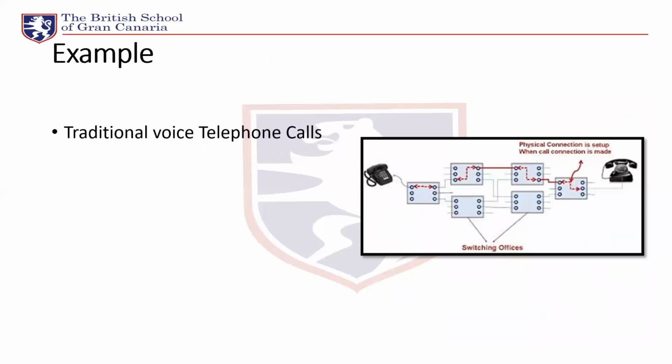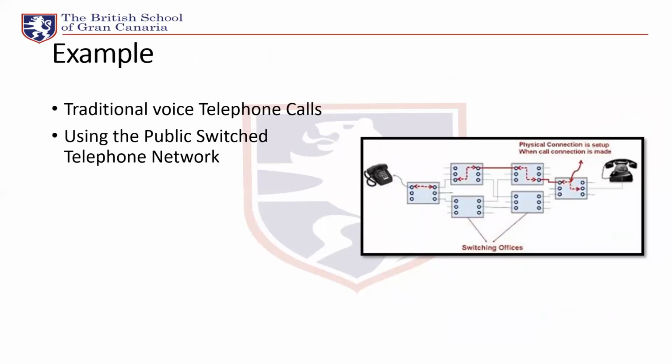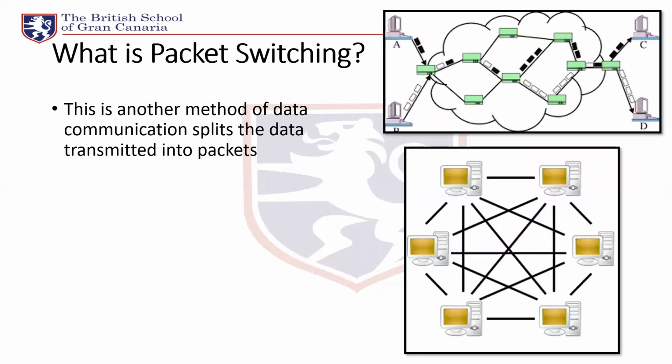Now, here's an example. A traditional voice telephone call uses the public switched telephone network, and the calls are switched using a circuit switch. No other calls can take place, and so on. If you think about it, it's a bit like a land telephone line. If someone's using it and you pick up another telephone in the house, you can't use it. Or if you try to call somebody, the engaged tone comes up. Now we're going to look at packet switching.